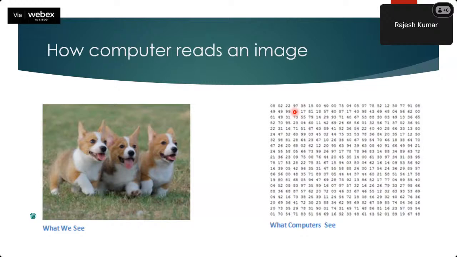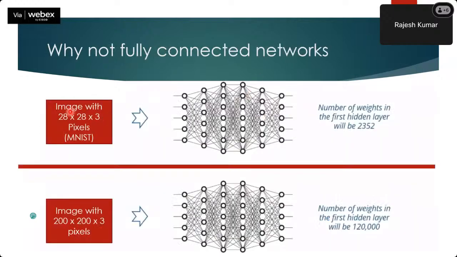But there is a problem, and what is the problem? Just check it here. If I take an image which is basically MNIST data, which is a very simple image, you can see the pixel size, 28 cross 28 cross 3. This is the pixel, and I develop a fully connected network. I'm using a deep network, fully connected one. So the number of weights in the first hidden layer, here only, will be 2352. And if you use many such layers, you can think of how many weights there are which we need to train.